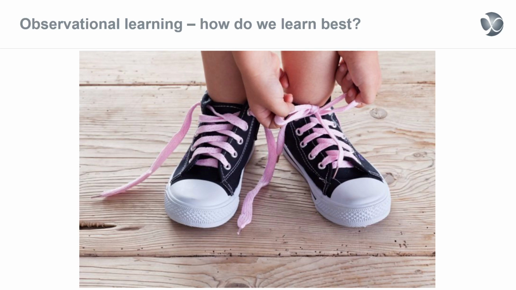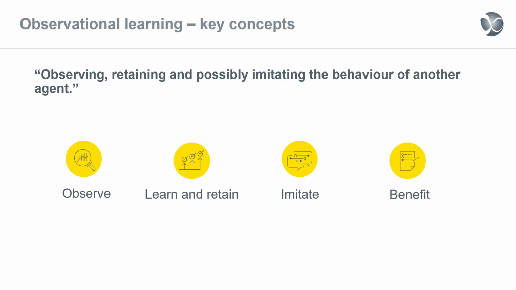But we are no different. When we want to learn something new, like cooking a delicious Italian dish, we are also just going on YouTube and searching for a video, right? So we also observe and then imitate a chef doing a great deal. The key concepts of observational learning are, of course, observing, learning and retaining, then trying to imitate it, and for us all to then benefit from it, right?